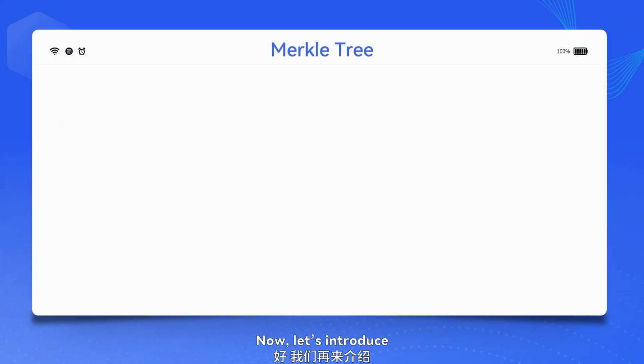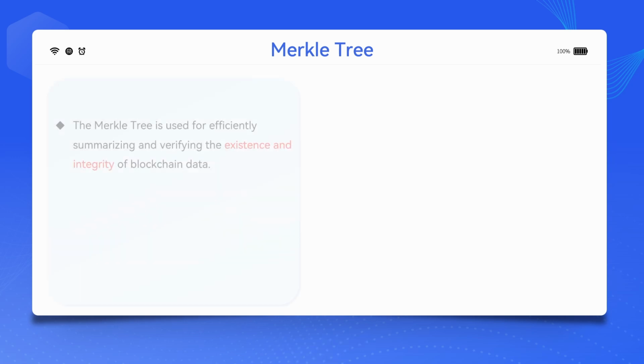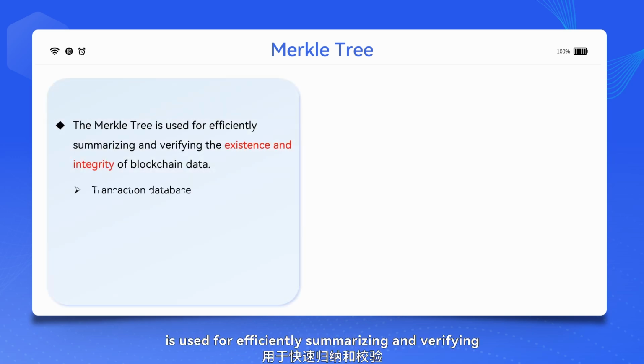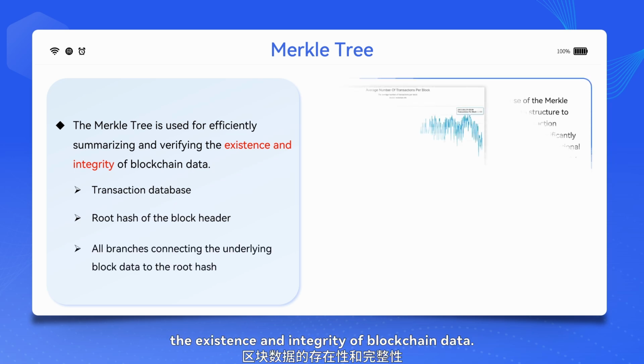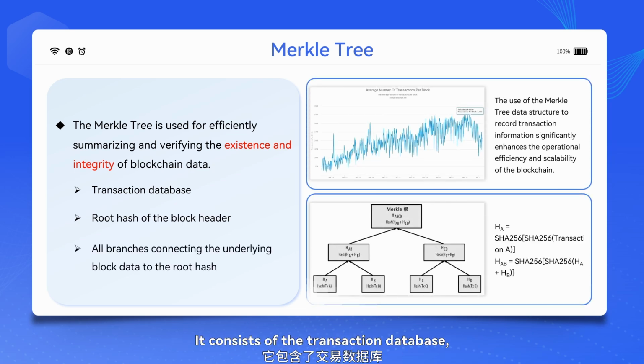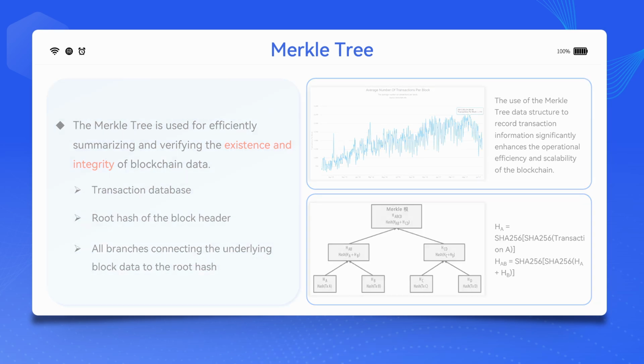Now, let's introduce an important concept in blockchain, the Merkle tree. The Merkle tree is used for efficiently summarizing and verifying the existence and integrity of blockchain data. It consists of the transaction database, the root hash of the block header, and all branches connecting the underlying block data to the root hash.